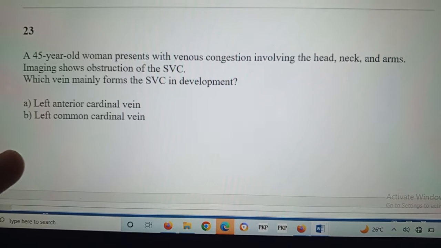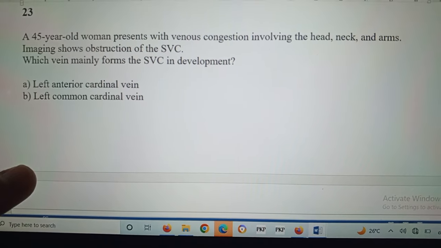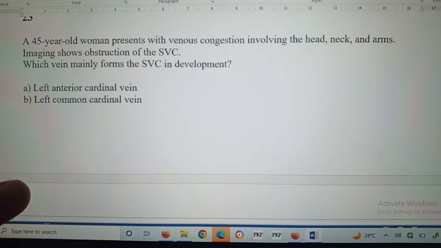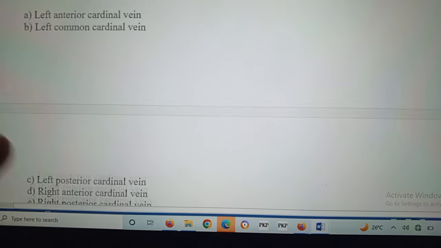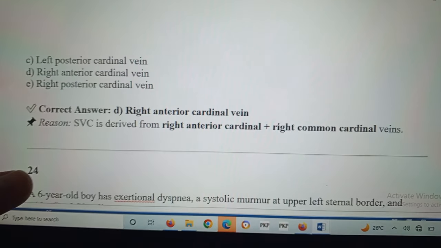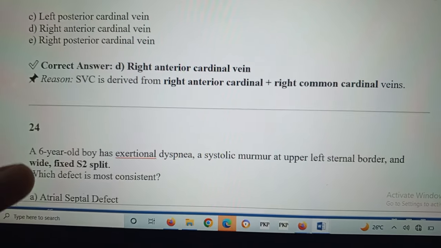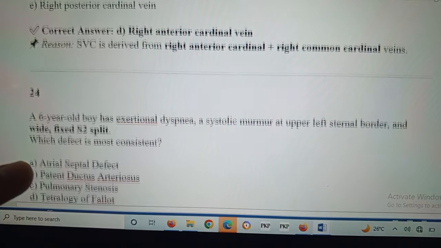A 45-year-old woman presents with venous congestion involving the head, neck, and arms. Imaging shows obstruction of superior vena cava. Which vein mainly forms the superior vena cava in the development? Right anterior cardinal vein. Superior vena cava is derived from the right anterior cardinal plus right common cardinal vein.